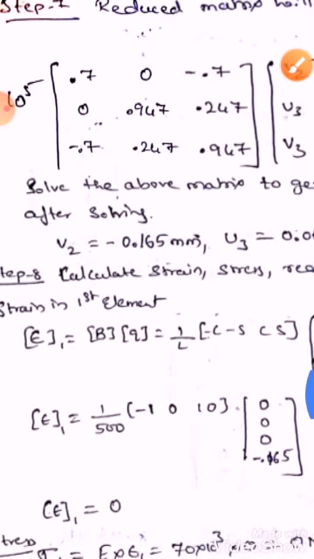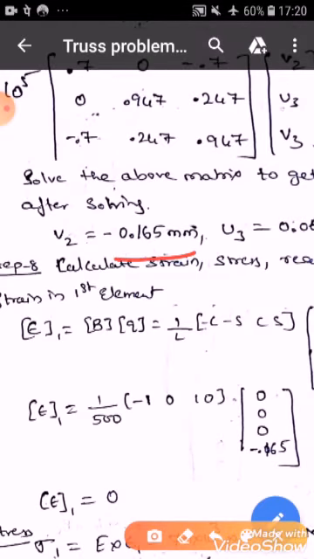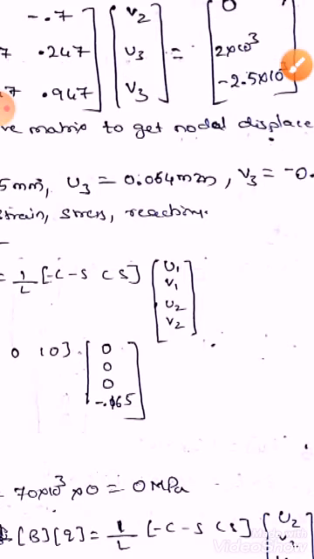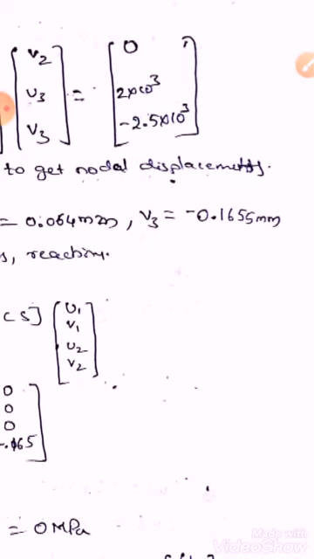That is v2 is minus 0.165, u3 is minus 0.064, v3 is minus 0.1655. Okay, these are the values.